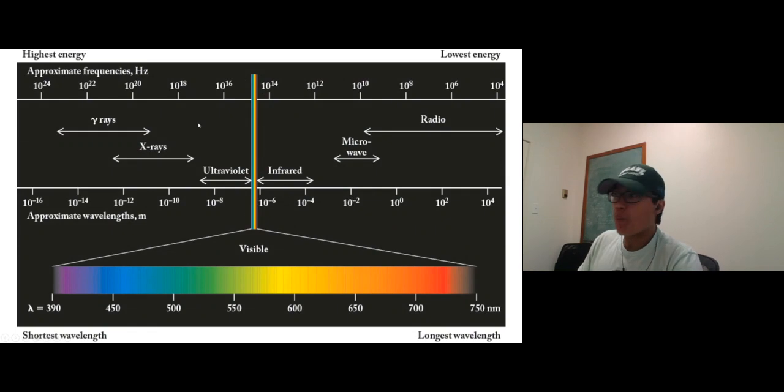A wave that has low energy also has low frequency. High energy also has high frequency. And energy and frequency are inversely proportional to the wavelength. So low energy, long wavelength; high energy, high frequency, short wavelength.